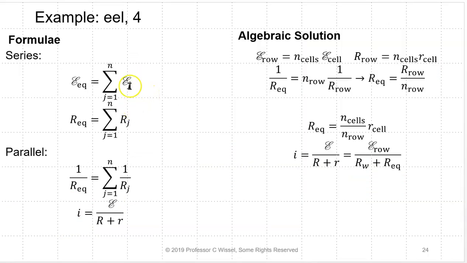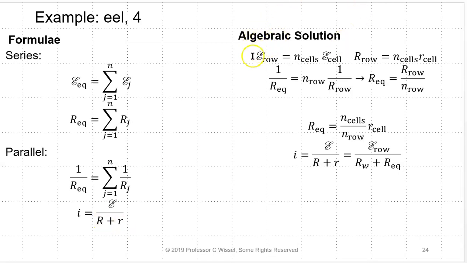Okay, so for series parts, the equivalent is just the sum of all the individual E_j. R equivalent, similarly, is the sum of all the R_j. For the parallel, 1 over R equivalent equals the sum of 1 over R_j. And I will then be E over big R plus little r. So that is just the equivalent circuit overall.